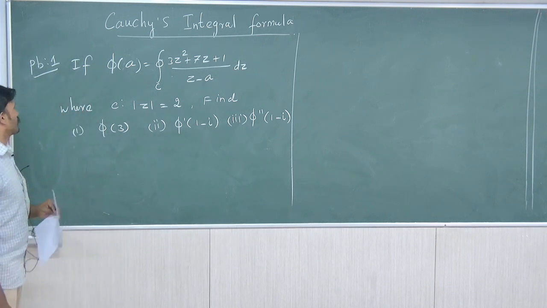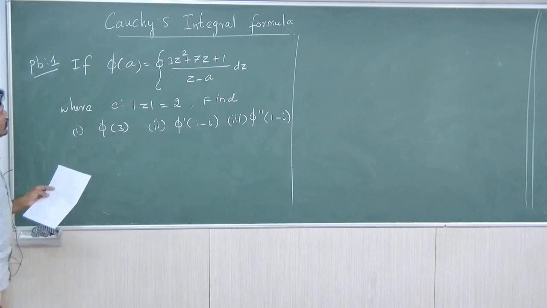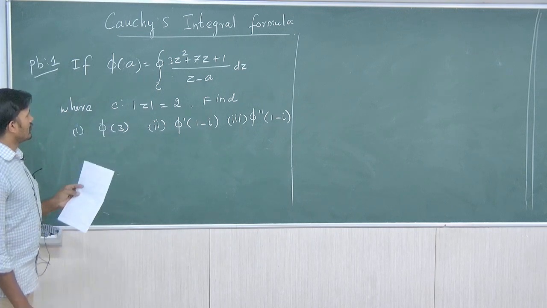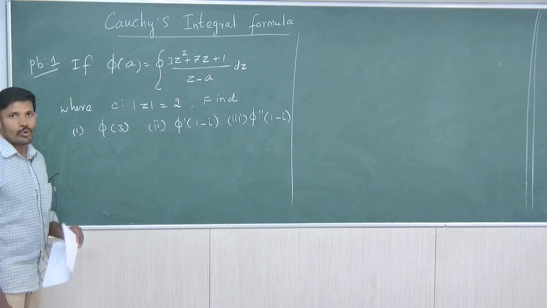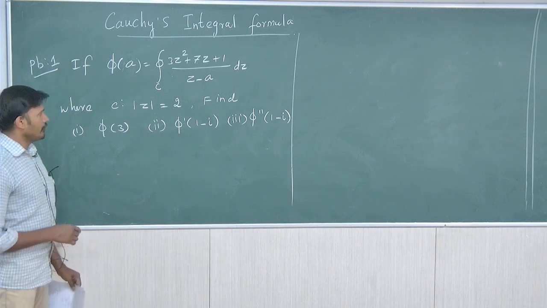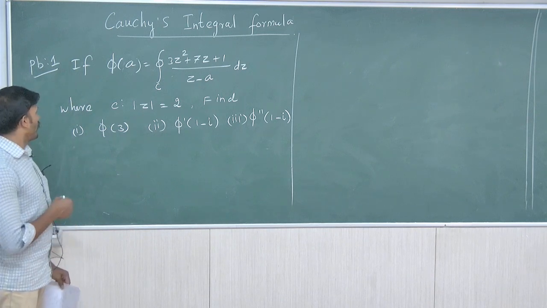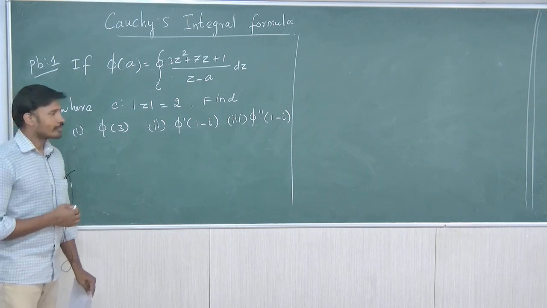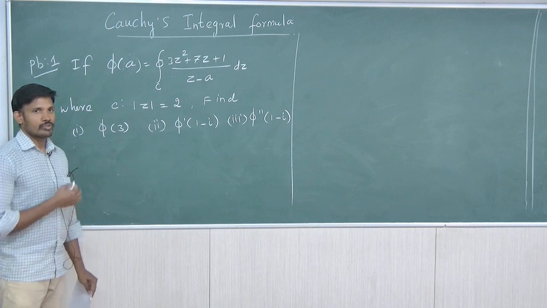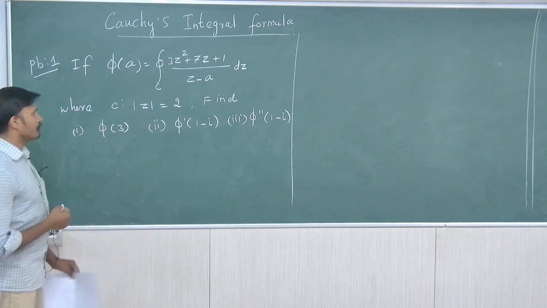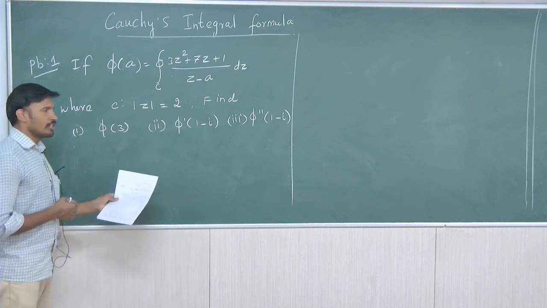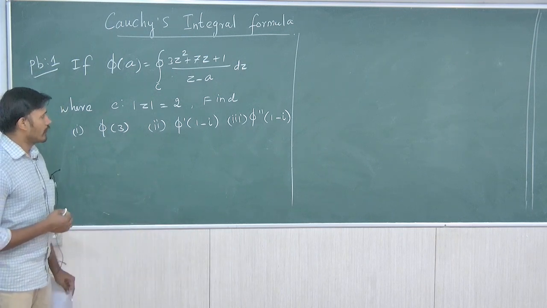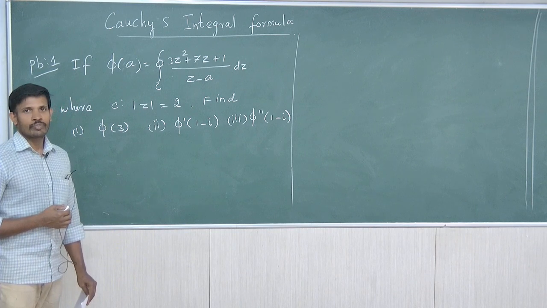The problem is, if phi of a is the integral over C of (3z² + 7z + 1) divided by (z − a) dz, where C is the closed circle |z| = 2, find phi of 3. The second one is phi dash of 1 − i, and the third one is phi double dash of 1 − i.